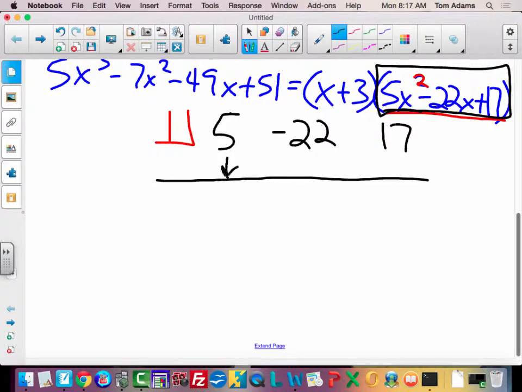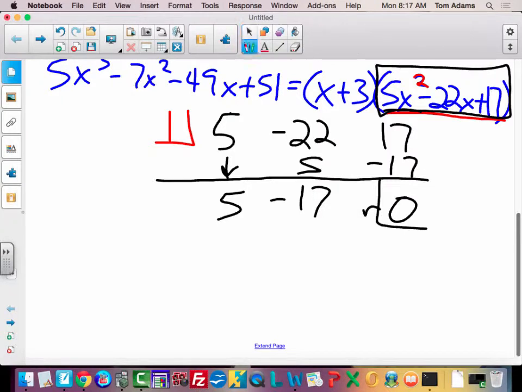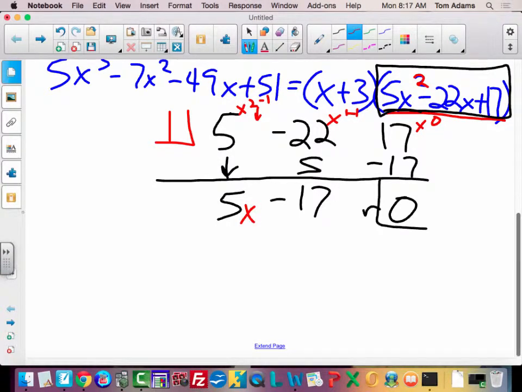Okay. So I drop the 5 down. 1 times 5 is 5. Bring that up here. I get a -17. 1 times -17 is -17. I have a remainder of 0. Well, that worked out good. So now remember, this was x squared, this was x to the first, and this was x to the 0. So we subtracted 1 from each of these when we come down. So this is 5x minus 17.